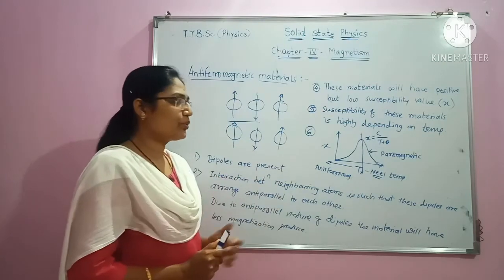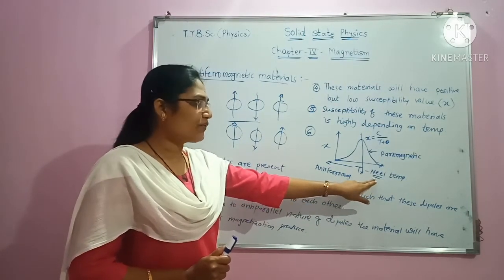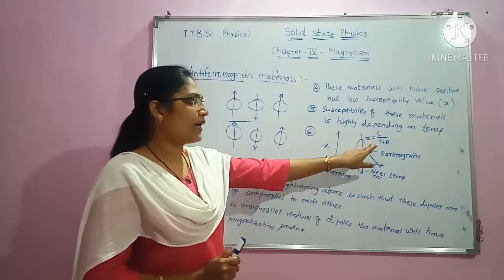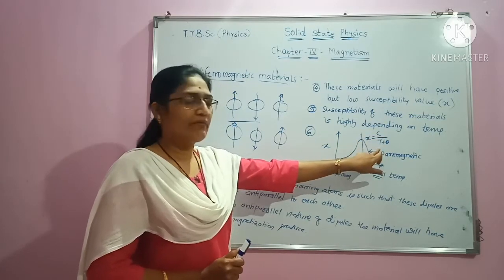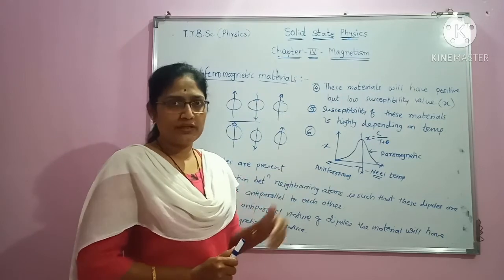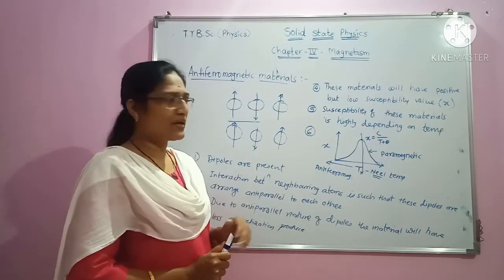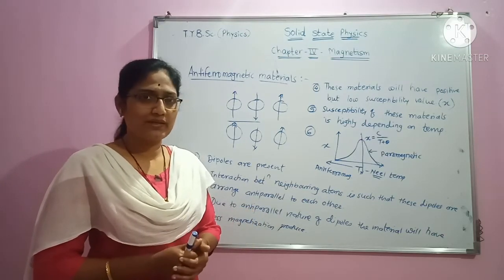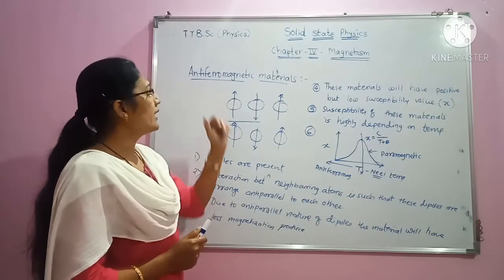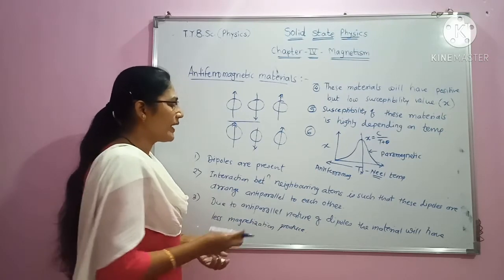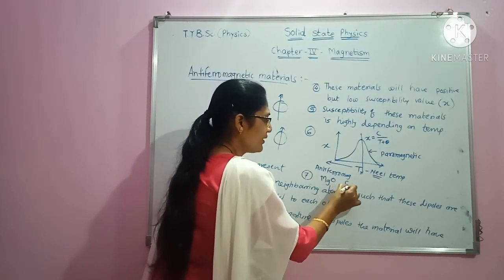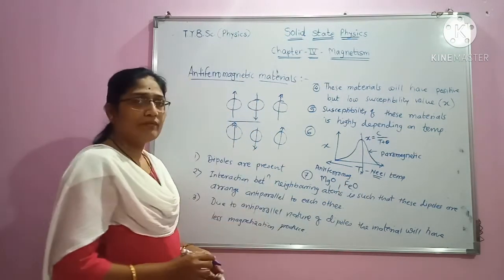So, what is the Neel temperature? Neel temperature is the temperature at which the susceptibility value of an antiferromagnetic material is highest, given by the formula chi equals C, the Curie constant, divided by T plus theta. Above the Neel temperature, the material will have paramagnetic nature, because as we go on increasing the temperature, the thermal vibrations increase and destroy the alignment of the dipoles. The examples of antiferromagnetic materials are MgO and FeO.